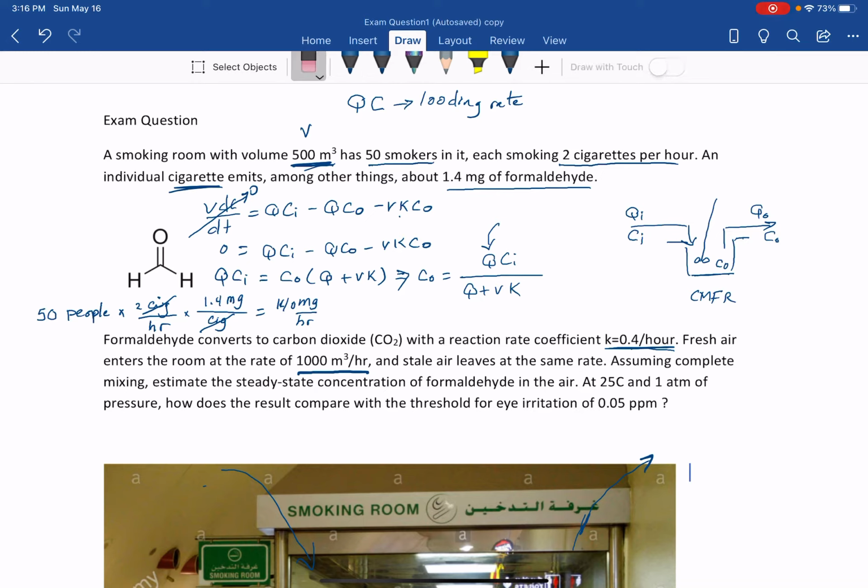So this means that this is equivalent to what? This is equivalent to QCI. This is a loading rate because it has mass. The loading rate is mass per time.